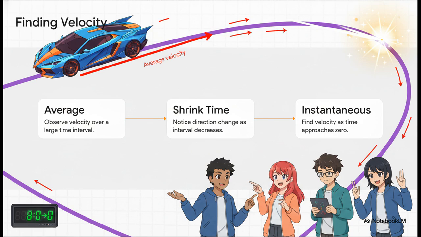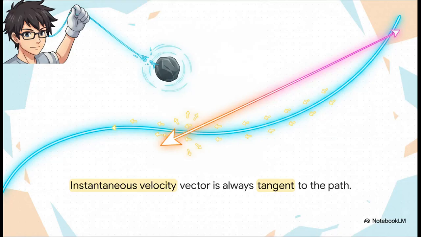But average velocity doesn't tell us what's happening at one exact split-second moment. To get that precise speed and direction, we have to take the mathematical limit as our time interval shrinks closer and closer to zero. This right here is the absolute magic of limits in calculus applied to physics. As that time interval shrinks to zero, the displacement vector gets smaller and smaller until it perfectly touches the curve at exactly 1 point. Visually, this means the instantaneous velocity vector is always perfectly tangent to the curved path the object is taking. Think about it. If you're spinning a rock on a string and the string suddenly snaps, the rock flies off exactly along that tangent line. Every single time.